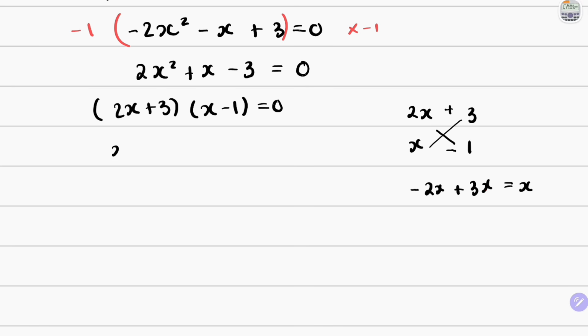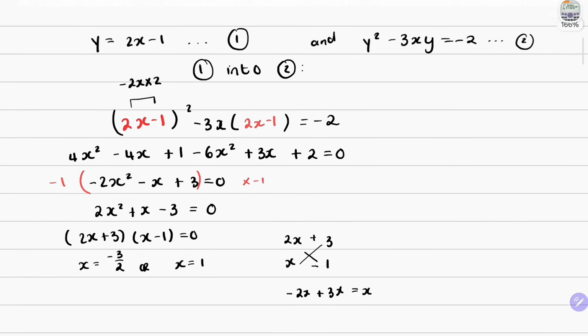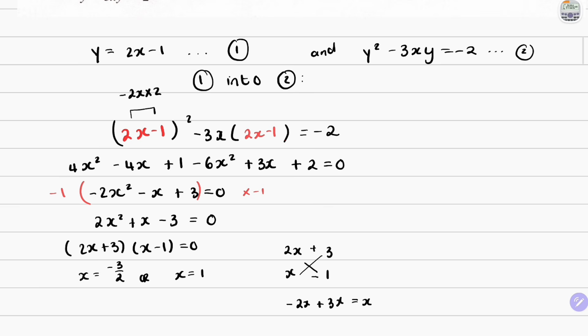So here solving for x, you'll say 2x plus 3 equals 0, transpose that 3 so it's negative, and then divide both hand sides by 2, so you end up with x being equal to negative 3 over 2. Or here, x is simply equal to 1. So we found our values of x, and now we can substitute that in y. So y's equation looks like that.